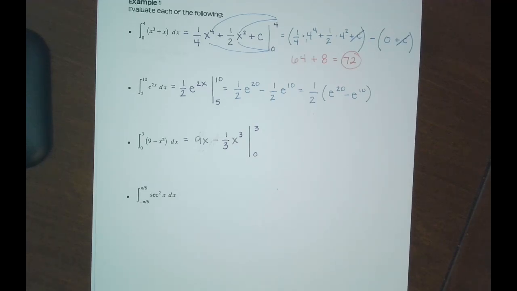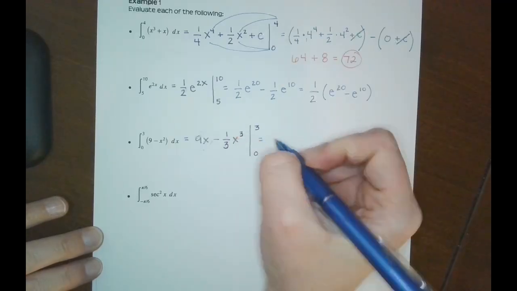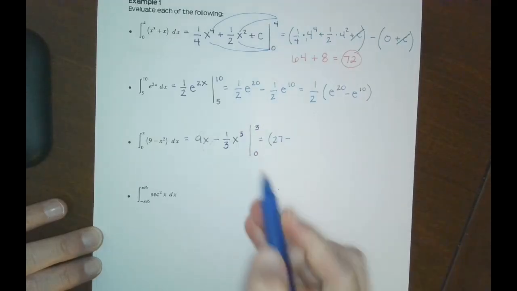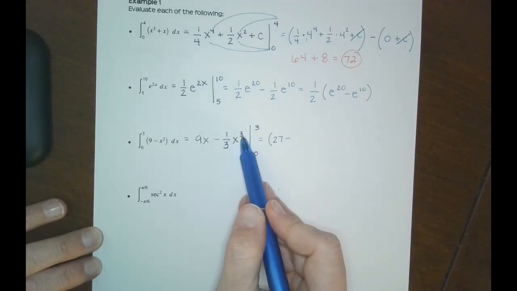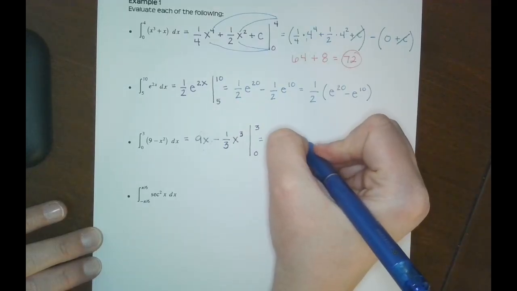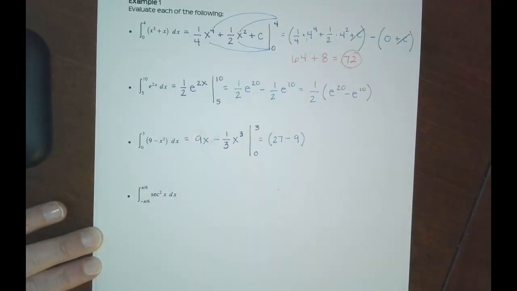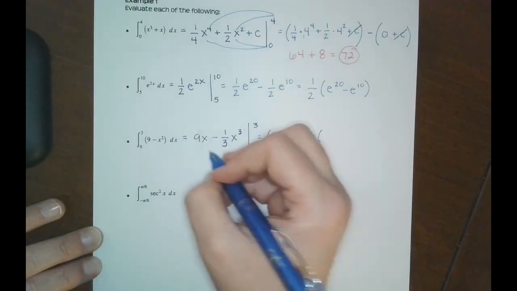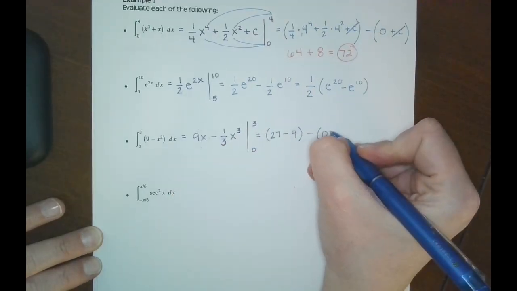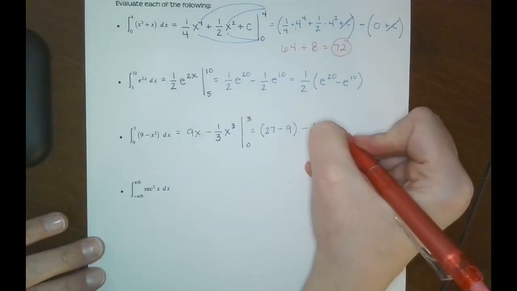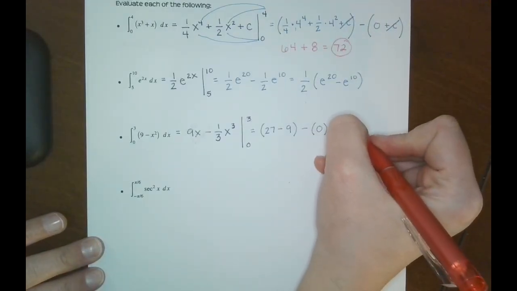Okay. So now let's plug in the 3. I'm going to get 9 times 3 is 27, minus, okay, 3 to the third power is 27, but then I'm dividing by 3, so that makes a 9. Minus, parentheses, this would just be 0 minus 0, so one big 0. And so I'm really just doing 27 minus 9, which is 18.